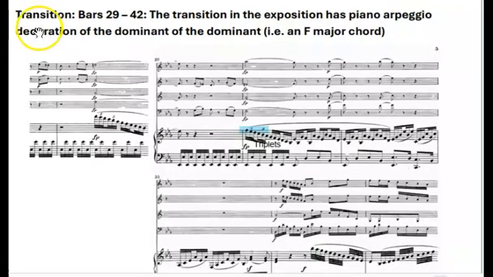In what you see there, where the transition is quite long, bars 29 to 42, the transition in the exposition has piano arpeggio decorations. I also see a lot of octave movements and lots of scalic patterns and triplets. So if you look at that bar, you see the use of the triplets.